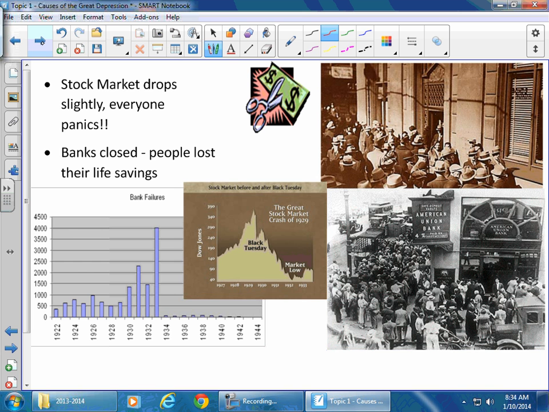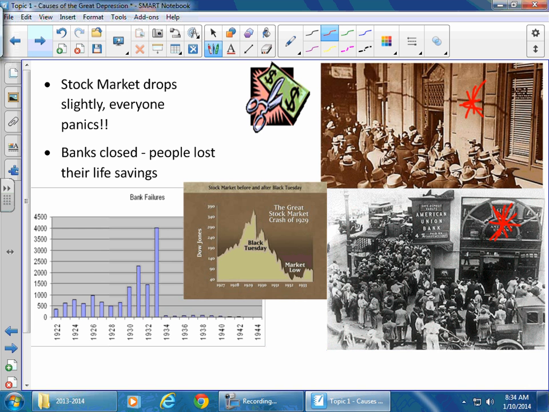But focusing in on the stock market, once the stock market dips a little bit, everybody starts to panic. They start unloading all of their stocks, so the value of businesses goes down. Banks start to lose out on all that money that they had loaned out to people to buy stocks. So what you have here in these two pictures are what are called bank runs, meaning people literally run to the bank to try and withdraw all of their savings, but the banks had actually loaned out all of their money. So banks started closing all over the place, and people lost their life savings.